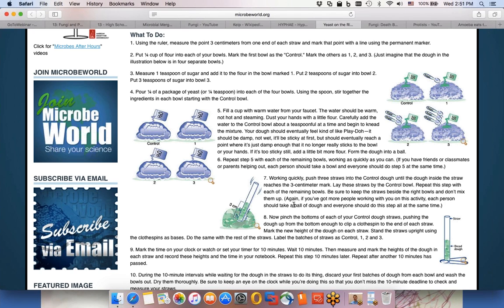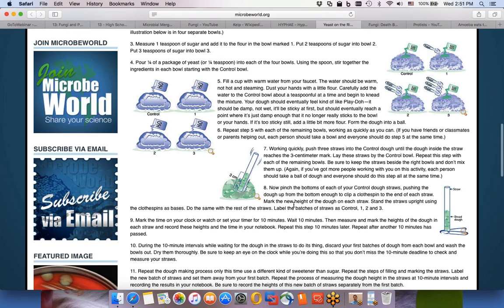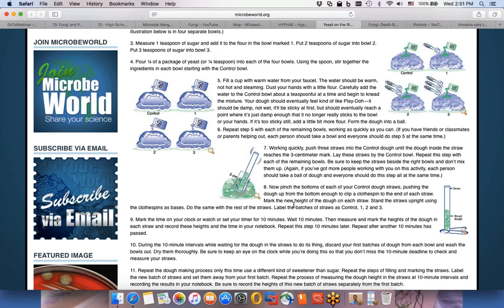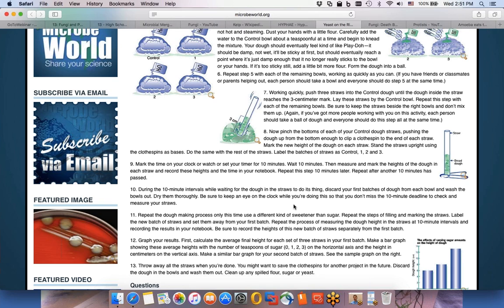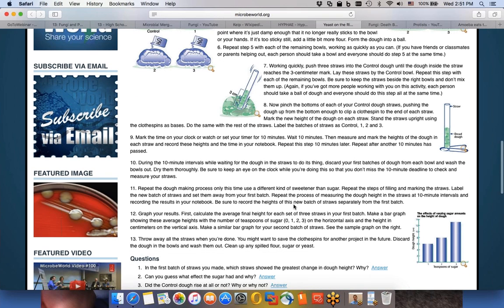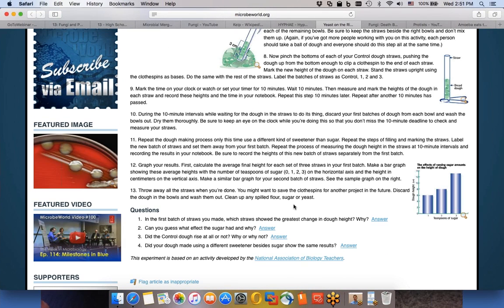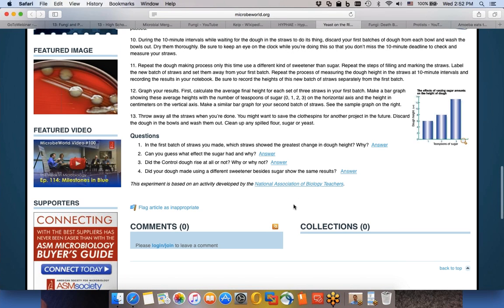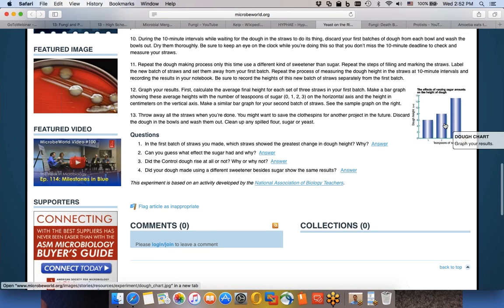So I kind of guessed that, but then there was one with 1 teaspoon of sugar, 2 teaspoons, and 3 teaspoons. The one with the least amount of sugar, the one with the 1 teaspoon, grew the farthest. And it first grew, well, after 10 minutes, the first one grew about 2 centimeters.